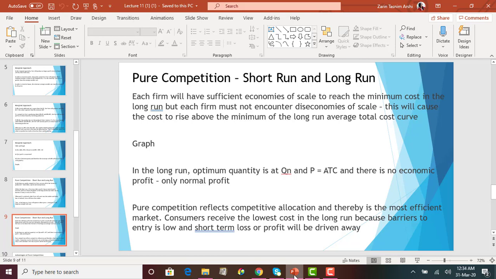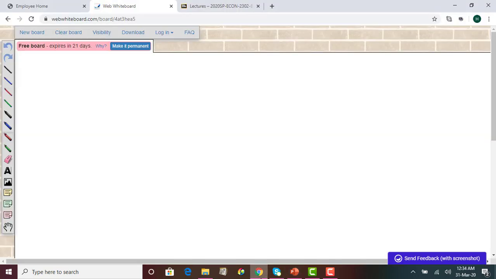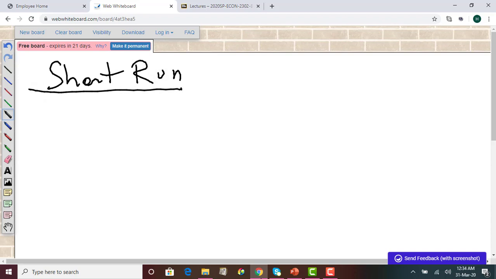But I wanted to show you the graph of a short run versus a long run, and I also wanted to show how you can calculate the profit using the graph in the short run, and compare it to the long run. So let me quickly show you an example using two graphs. Let's say this is the short run, and let's assume I am the firm in the short run, and I am making economic profit, so I'm making more than $0 in the industry.